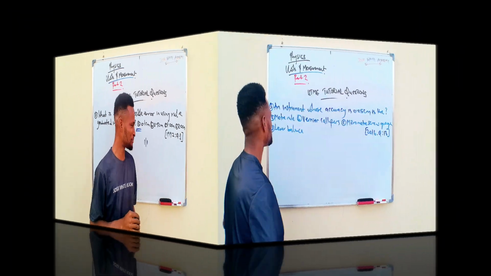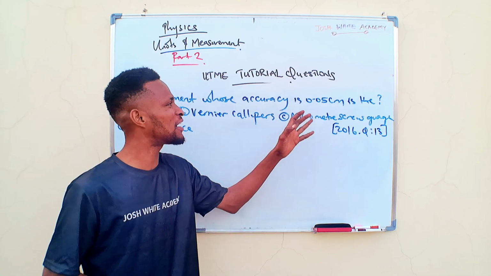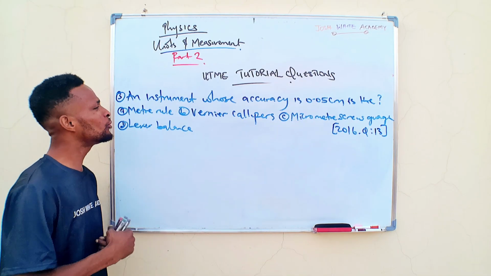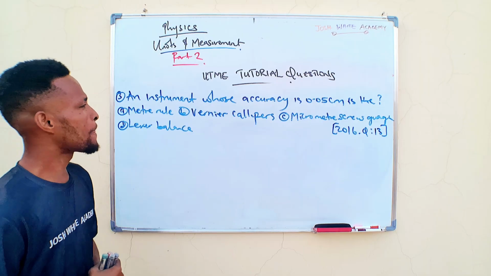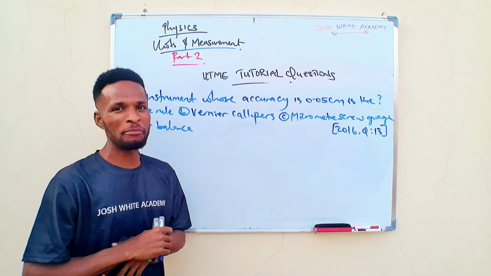To the next question. An instrument whose accuracy is 0.05 centimeter is the dash: A. Meter rule, B. Vernier Calliper, C. Micrometer Screw Gauge, and D. Lever balance.